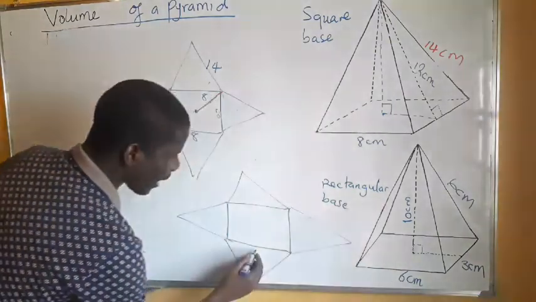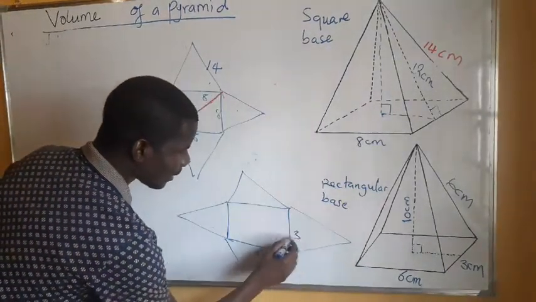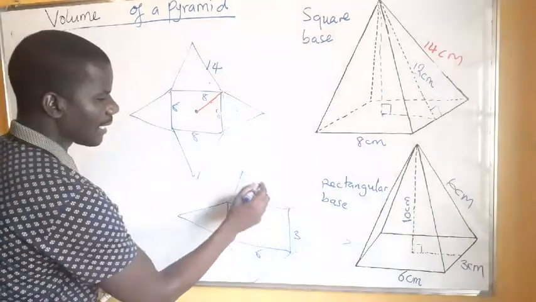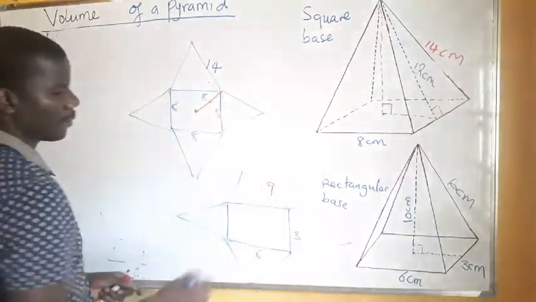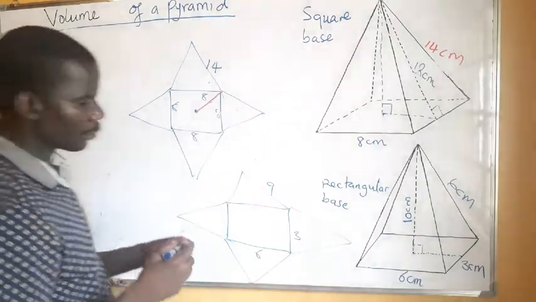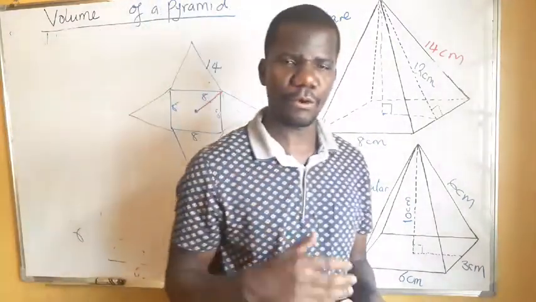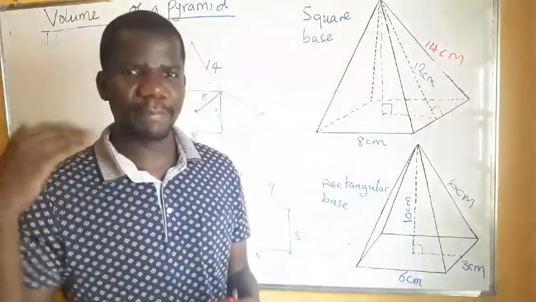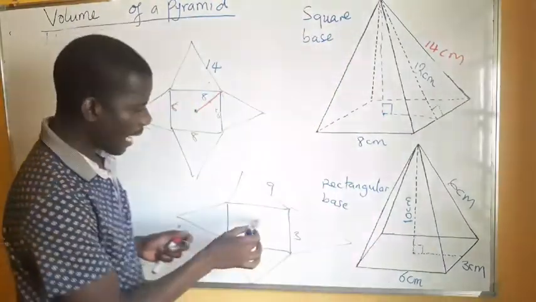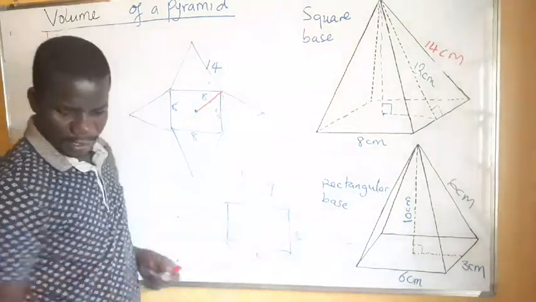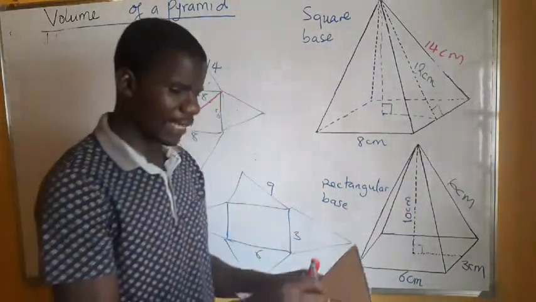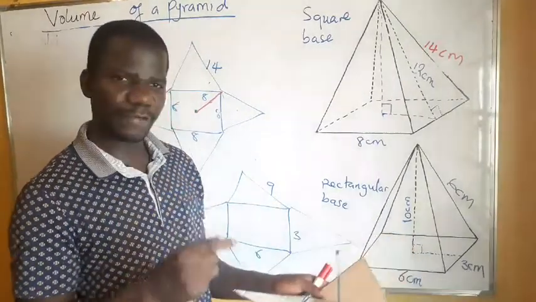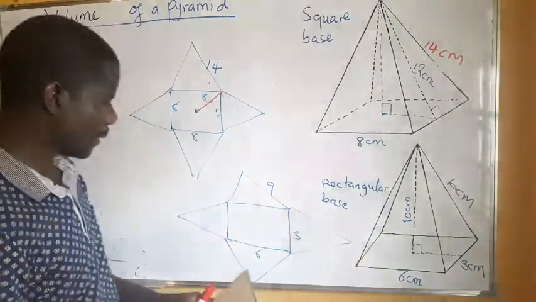Now, in this case, you are given that this is 6 and this is 3. Then, what have you been given? They give you maybe this one. Then they are asking you to find the volume of the pyramid. Now, what do we need in the formula? It's the perpendicular height. This is the height that we want. So how do we find it?